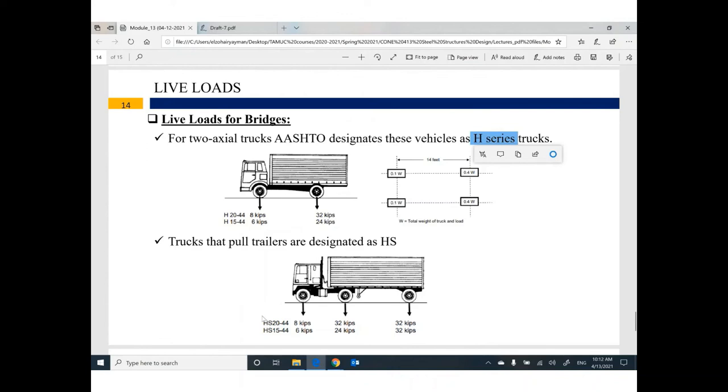Or we have a different series of trucks with semi-trailers, designated as HS. We have HS2044 or HS1544. So the design of the bridge due to live load can be done using this truck or this truck according to H2. How can I design the bridge?